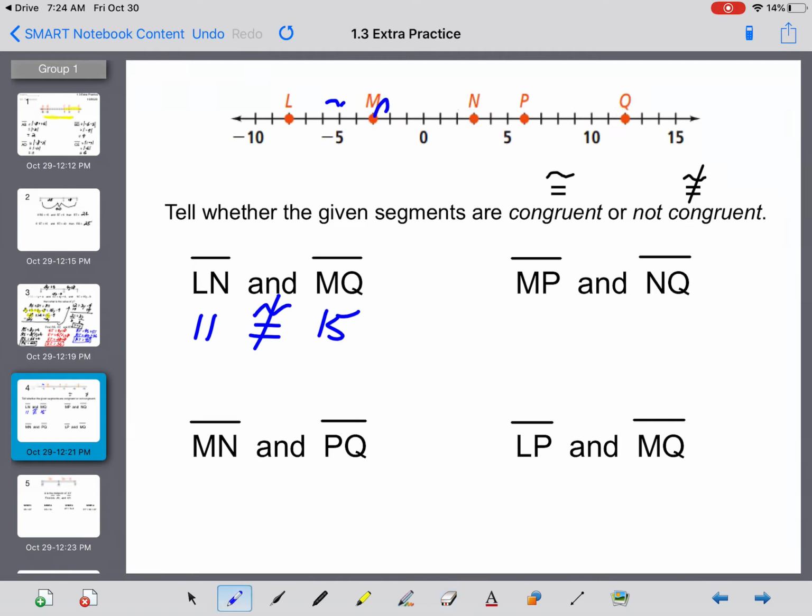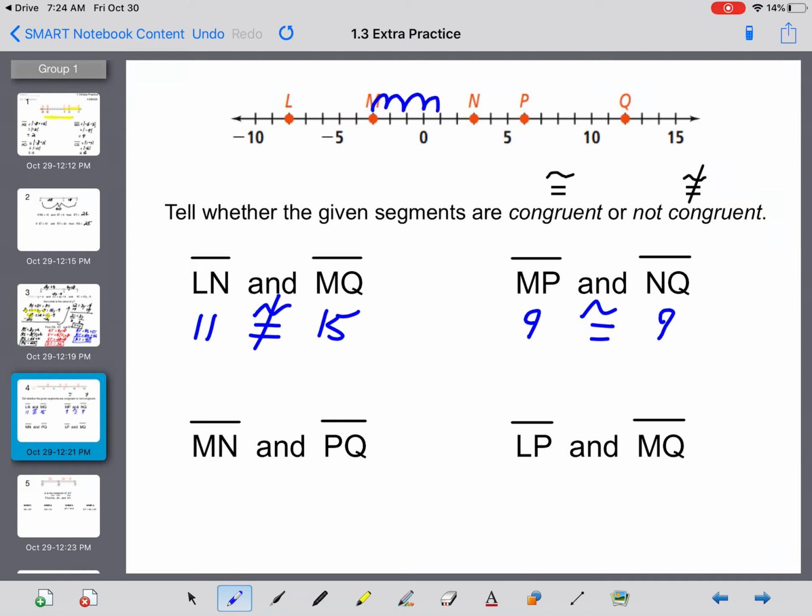MP, 1, 2, 3, 4, 5, 6, 7, 8, 9. And NQ is 1, 2, 3, 4, 5, 6, 7, 8, 9. These are congruent. Congruent segments have the same length.